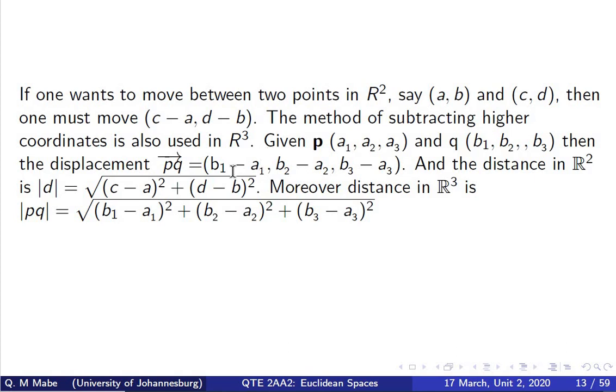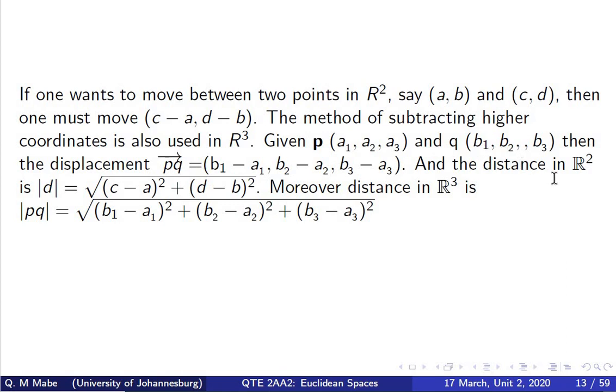The method of subtracting the lower coordinates from the higher ones is also used in R3. For instance, if you need to move between 2 points in R3, your displacement will be PQ, which means you need to move b1 minus a1, b2 minus a2 and b3 minus a3. Even in this case, we take the higher coordinate and subtract the lower coordinate.